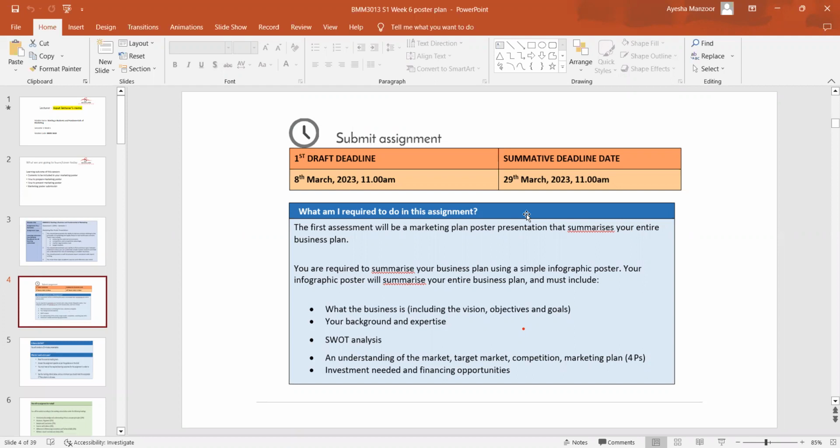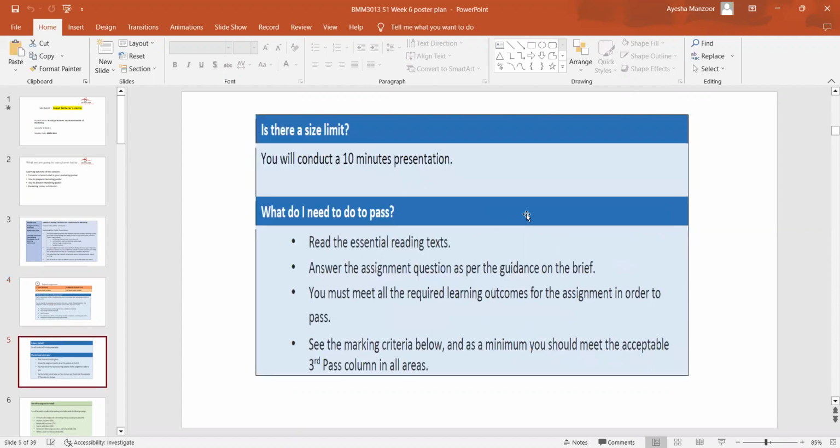After that, you have to show an understanding of the market, like what could be your target market and what will be the competition, and you have to discuss the marketing plan, the 4 Ps: the price, place, promotion, and the product. And after that, you have to make estimations about how much investment is needed and the financing opportunities that are available for your business in the market. So you are basically covering these 5 points. You have to include these in the poster plan presentation, and you have to give the presentation as well on your poster plan, which could be 10 minutes.